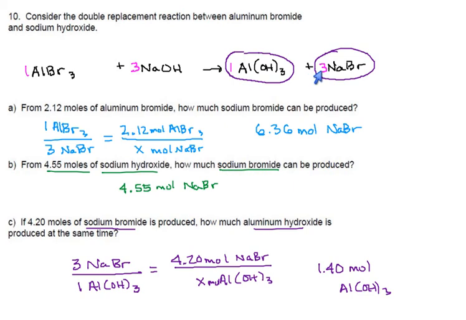Or, if you like working up here, you'd say whatever the NaBr is, the aluminum hydroxide is 1/3 that much. So take this number and divide it by 3. 4.2 moles of sodium bromide divided by 3. Again, you'll get the 1.4 moles.